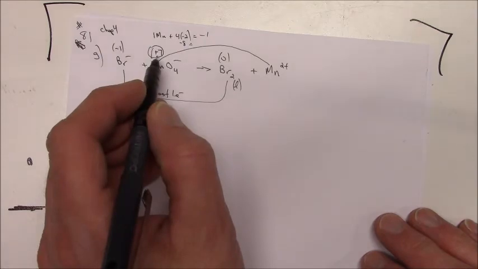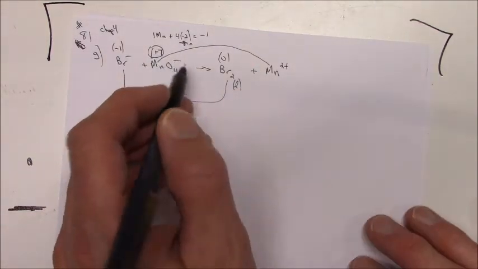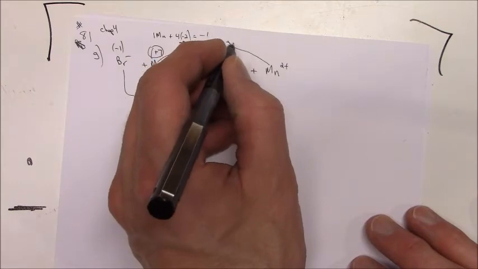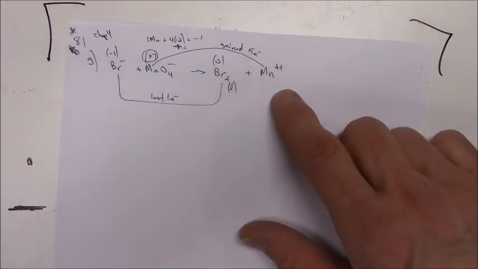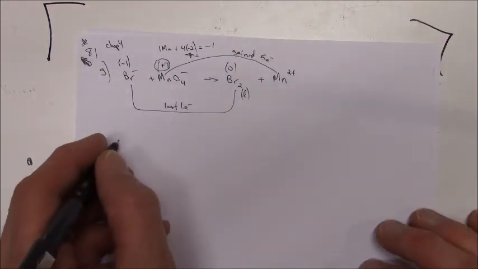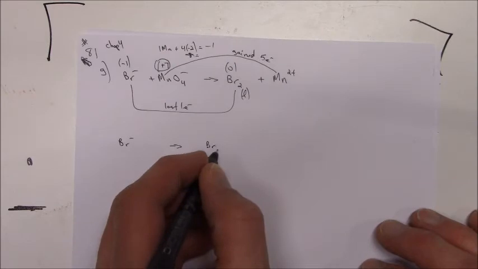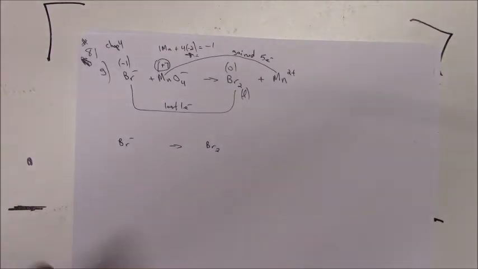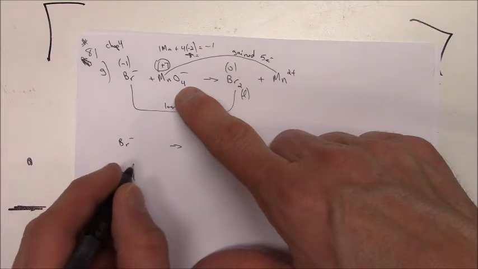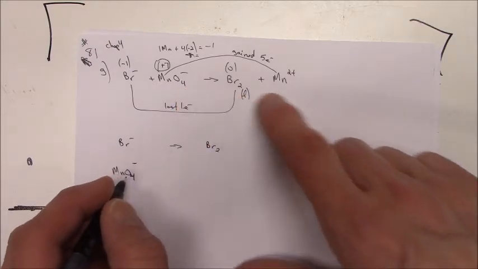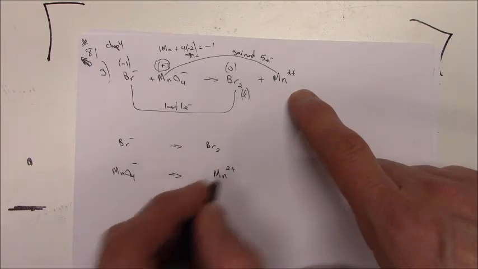So +7 here, so you get 5 electrons gained. 5 electrons. So now we write these out. So you've got bromine going over to Br2. And then the other half reaction is manganate going to manganese 2 plus.